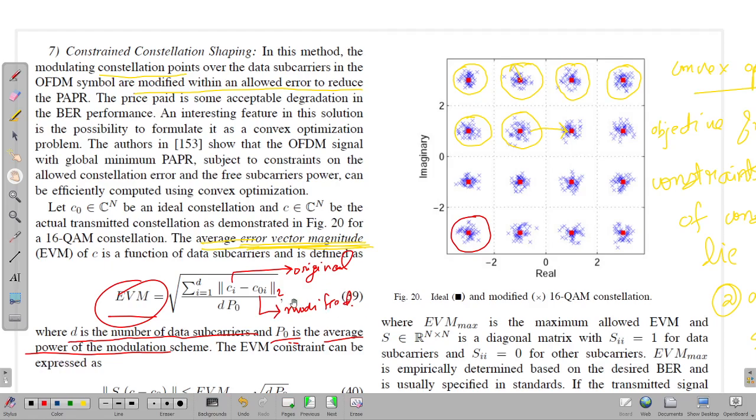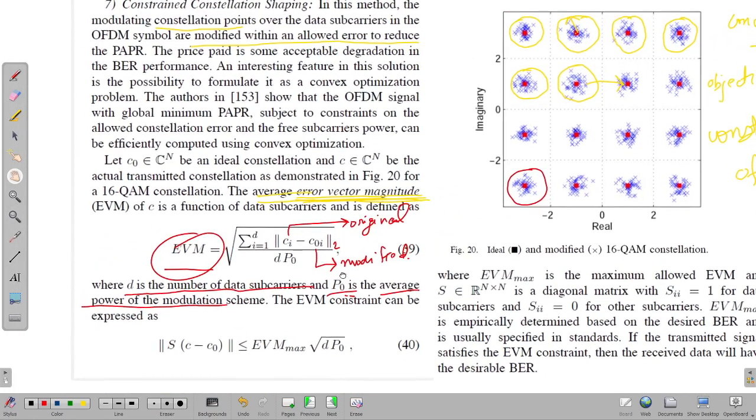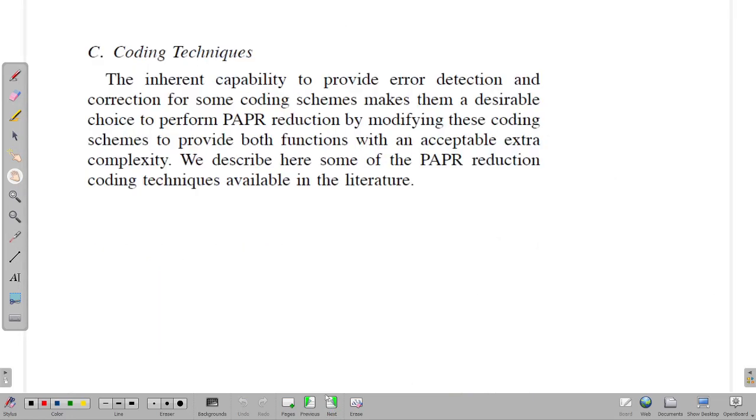Okay, those things are there, but they are not part of our syllabus. We'll move on to the next topic, which is coding techniques.